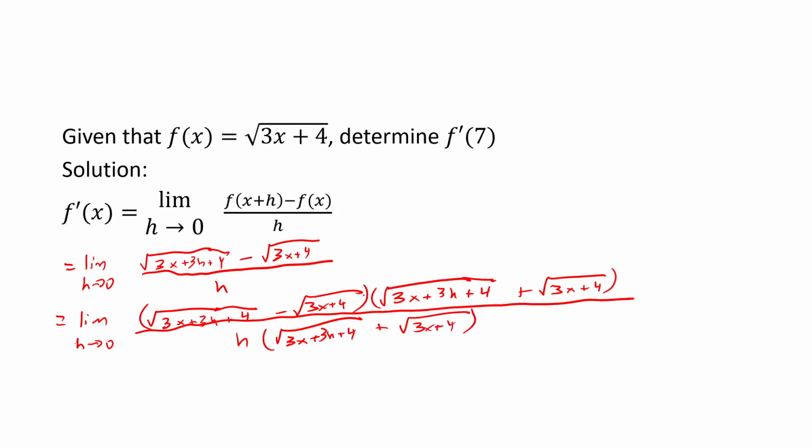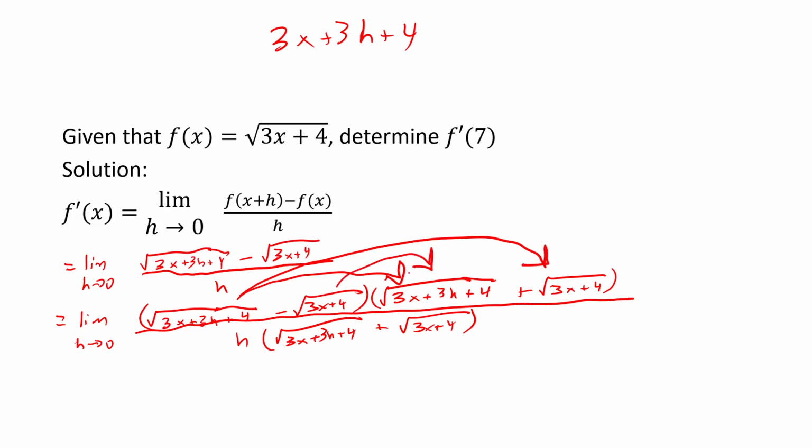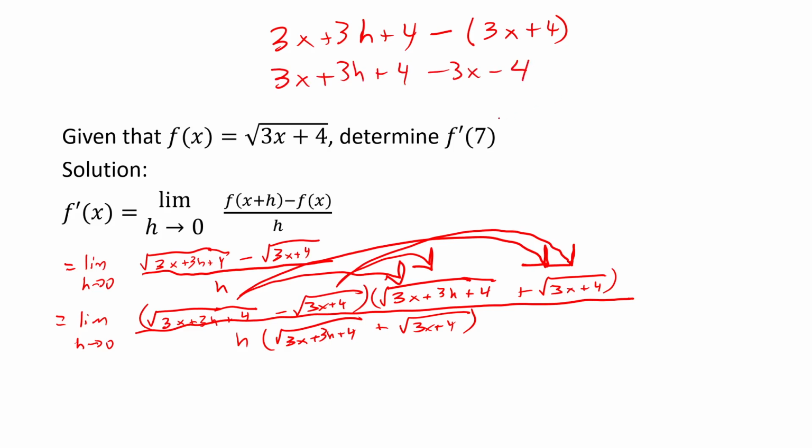Now, what is that numerator going to equal? Well, the first square root times the first square root is going to give us 3x plus 3h plus 4. Then, when I expand that first radical times second radical, and then second radical times first radical, they'll cancel out. So I'm just going to be left with minus second radical times second radical. So that is minus the quantity of 3x plus 4 up top. That's equal to 3x plus 3h plus 4 minus 3x minus 4. And so ultimately what that equals is just 3h.